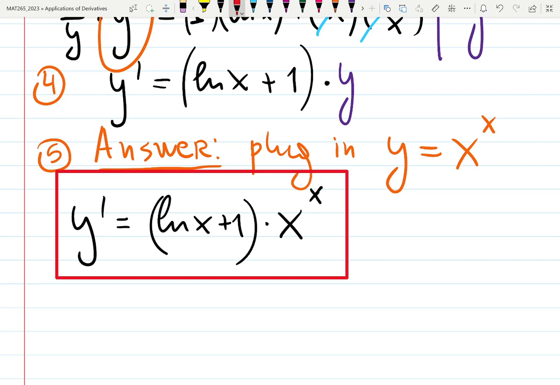Yes? So couldn't you just rewrite the original function as e to the ln of x times x, and then take advantage of that? I will show people right now. That's a very good comment. Very good comment. Let me do it in a second. Questions? What do you think? Let me show you your homework.